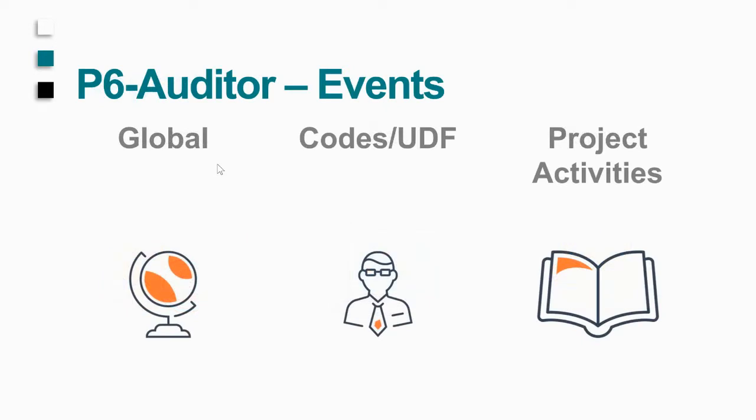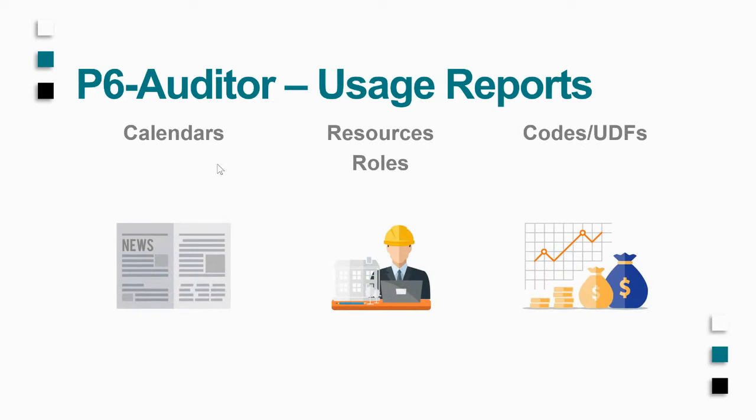And typical things that we're going to look at are the global data, the codes and user defines, and of course, project activities, resources, that sort of information. So pretty much you can cross over a variety of different data elements. And on the usage, so where something's being used, again, we'll cross over the global data: calendars, resources and roles, codes and UDFs.